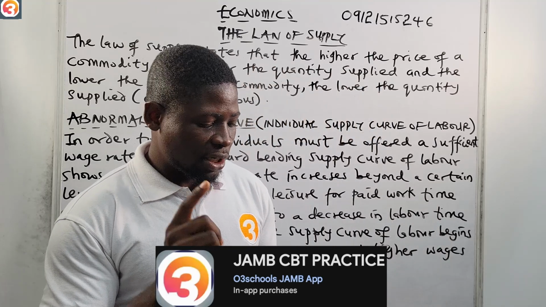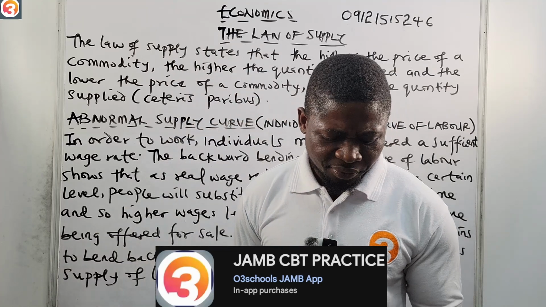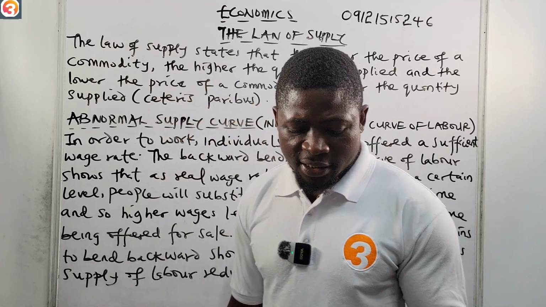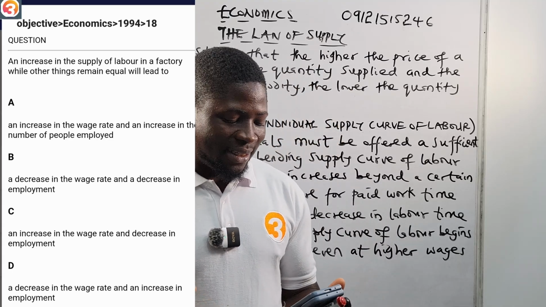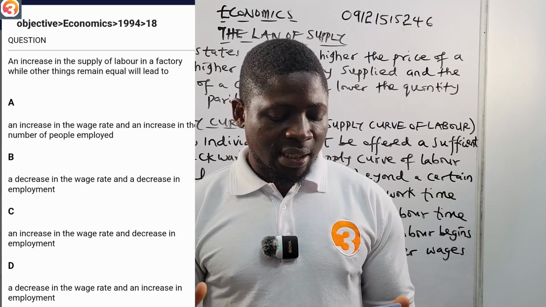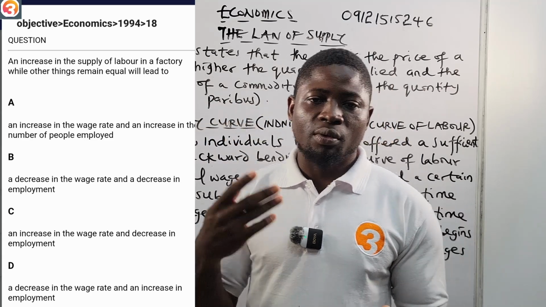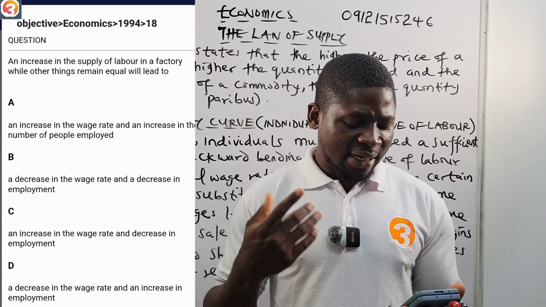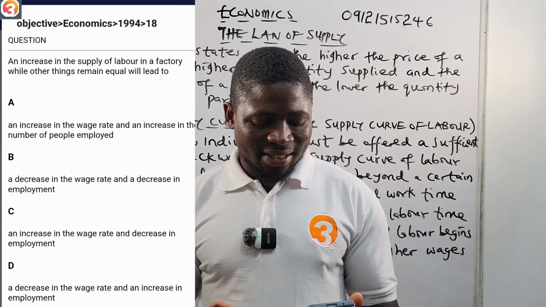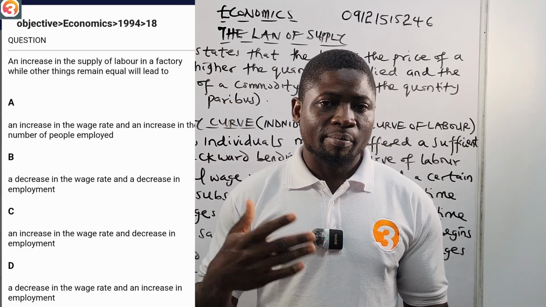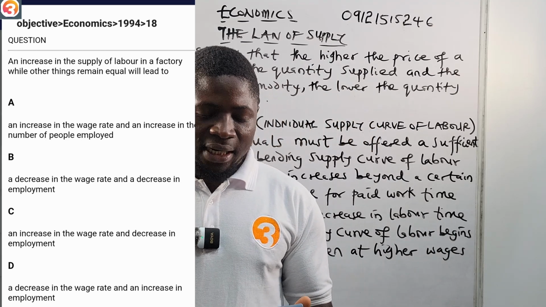Before that, let us see a JAMB past question from the O3 School JAMB app. It's a 1994 question as it relates to what we're about to do today. It is being shown on your screen right now. It says an increase in the supply of labor in a factory, while other things remain equal, will lead to: A, an increase in the wage rate and an increase in the number of people employed. B, a decrease in the wage rate and a decrease in employment. C, an increase in the wage rate and a decrease in employment. D, a decrease in the wage rate and an increase in employment.